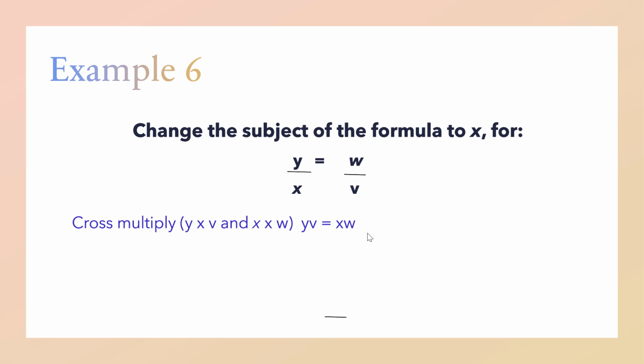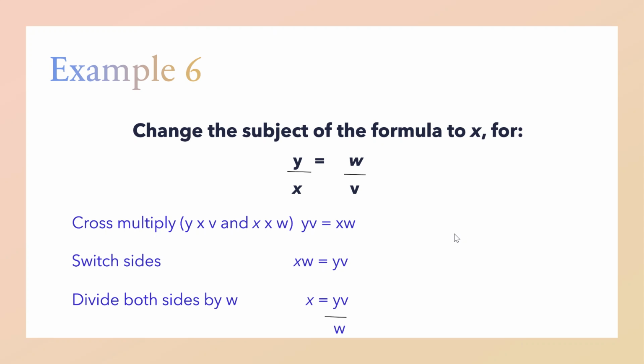Now we want to get x equals, so we can switch sides, and then we want to undo this multiplication of x by w, so divide both sides by w for our answer.